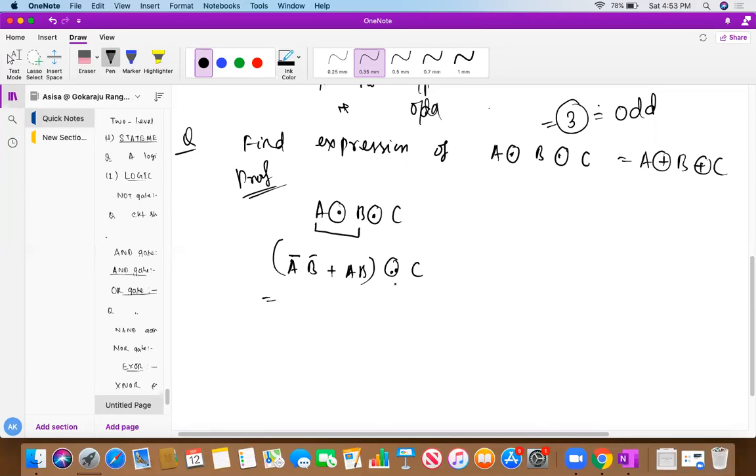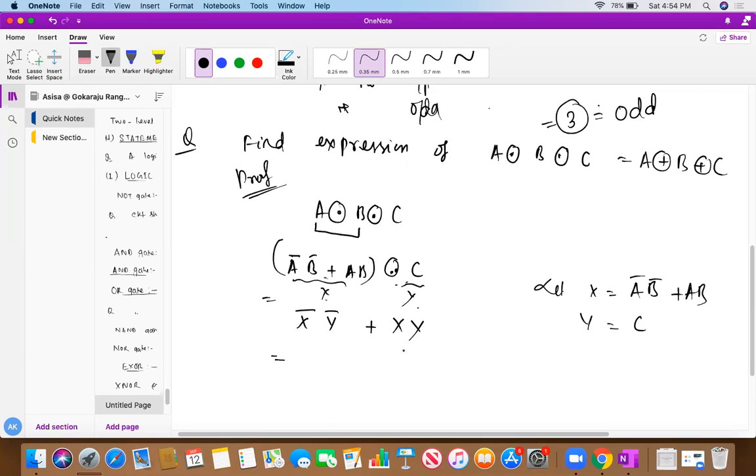Again, I am going to apply XOR between these two. Let's say this is my X, this is my Y. So I'm going to apply X NOR Y. What would it be? X bar, X NOR Y bar, or XY. I'll get it like this. So let X be like this. X is nothing else, A bar B bar or AB, I have taken.